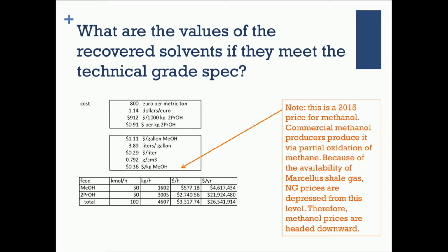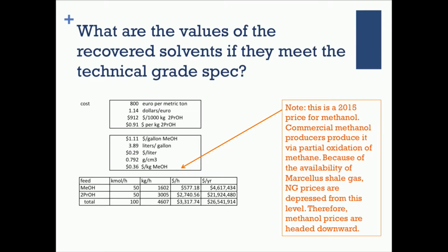a year? Well, if we are treating a stream which is 50 kilomoles per hour of methanol and isopropanol, so 100 kilomoles per hour total is the process stream. I've got kilograms per hour, I've got dollars for the solvents per hour, and then I have dollars per year on a yearly basis. So what you can see is that the value of our isopropanol stream is about 5 times the value of the methanol stream.